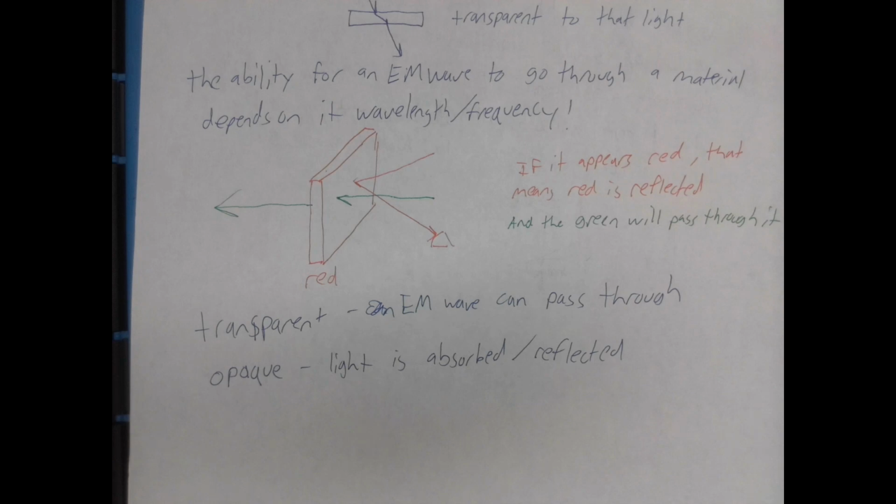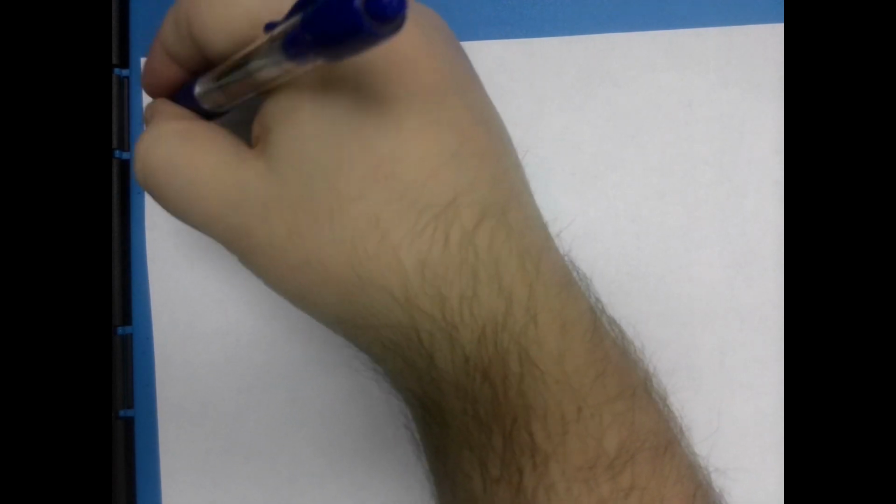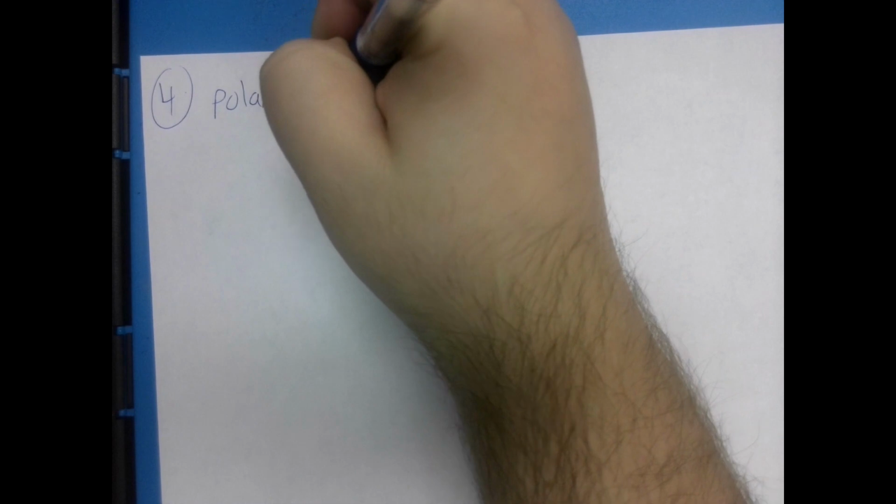So let's see what I'm missing. Oh, polarized. So another property of light is polarization. Do y'all know what polarization is?